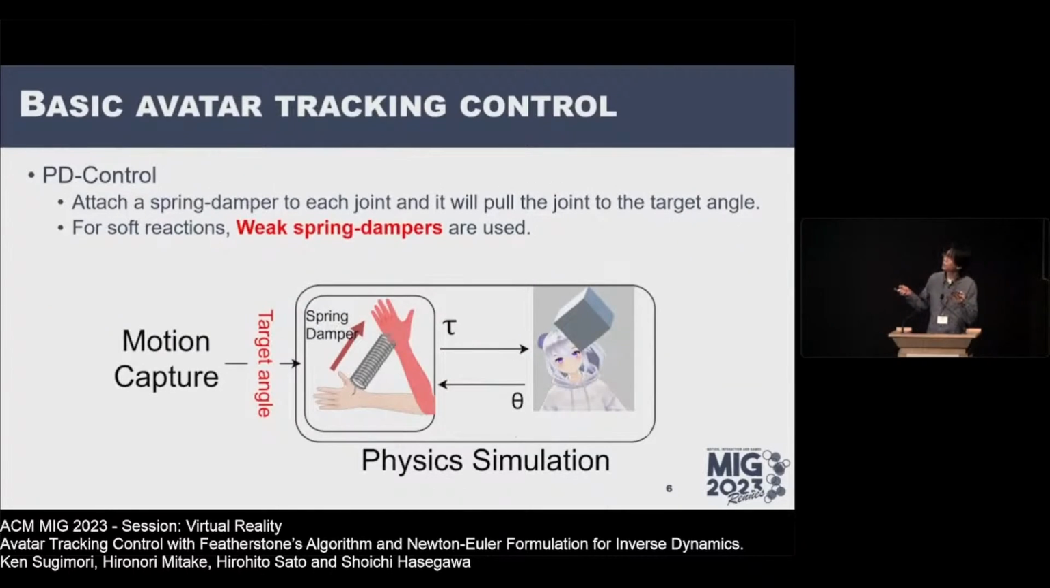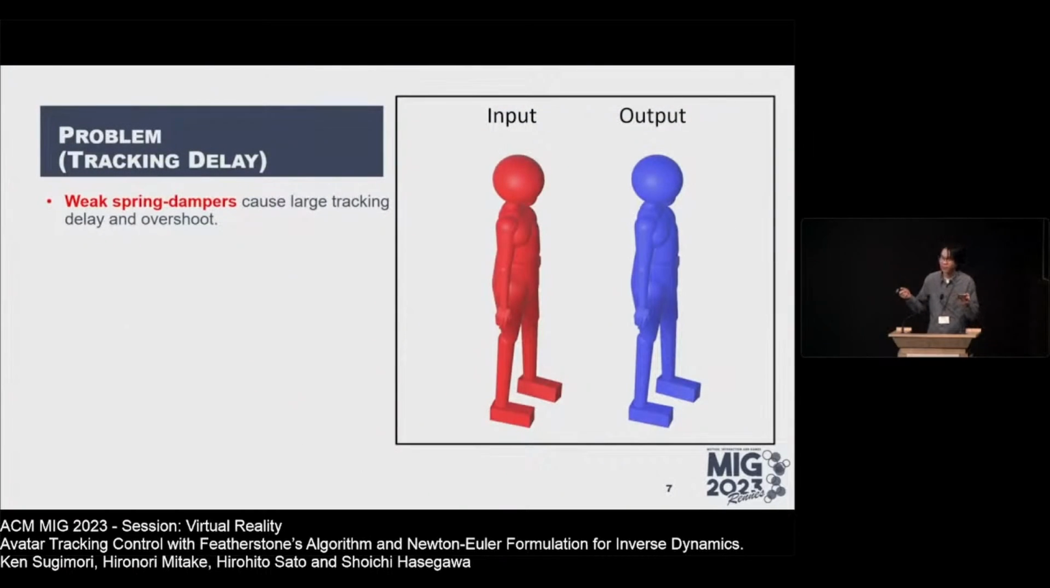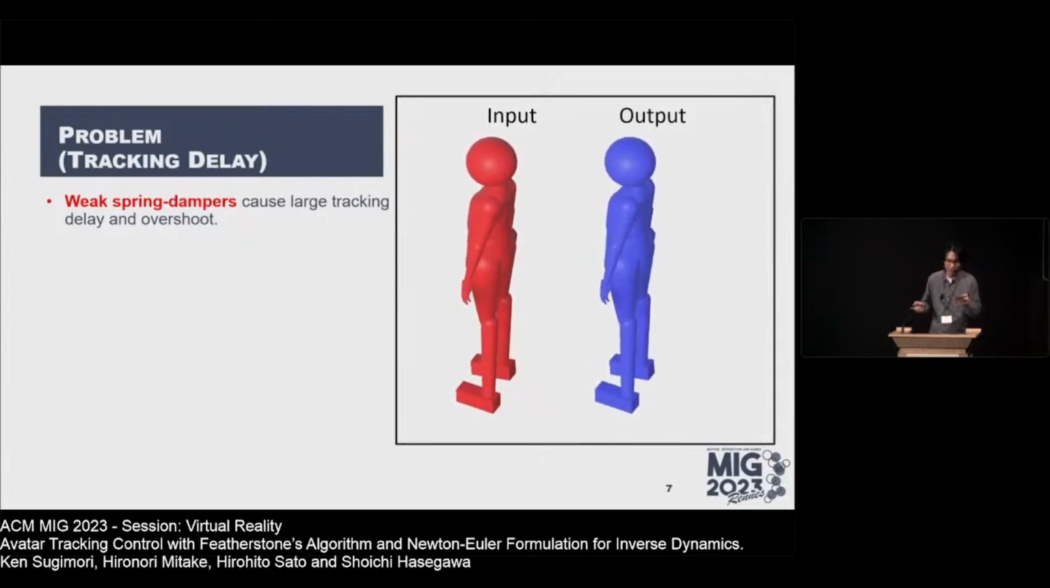In basic avatar tracking control, PD control is used. PD control is a control like a spring damper. Here we represent PD control with a spring damper. We attach a spring damper to each joint, and it will pull the joint to the target angle. For soft reaction, weak spring dampers are used. But weak spring dampers cause large tracking delay and overshoot. Like this video. Left is input and right is output. You can see the delay and overshoot.